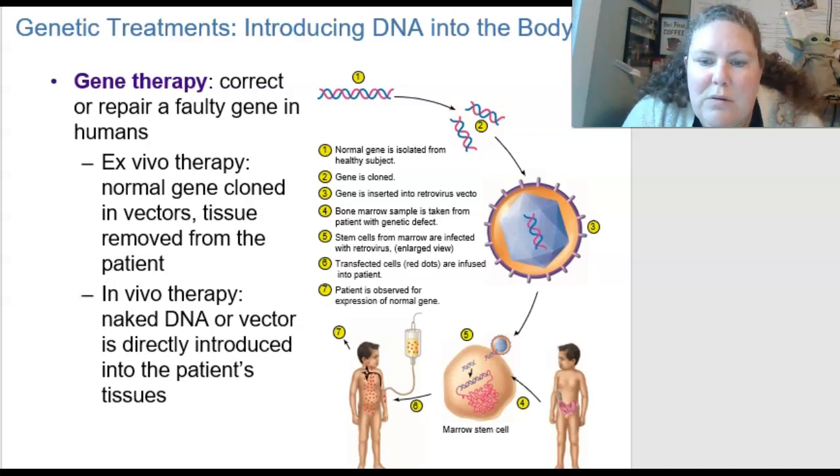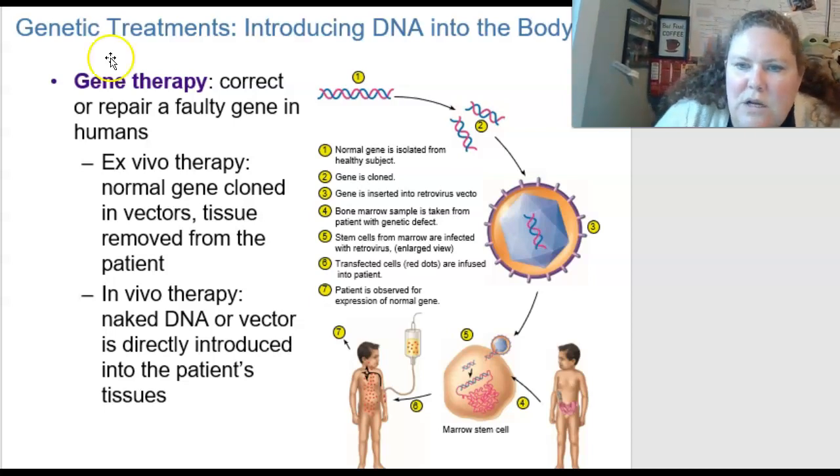So for gene therapy, which is good, we can correct and repair a faulty gene in humans. One example of this would be ex vivo therapy, where the normal gene is cloned in vectors, then the tissue is removed from the patient. In vivo therapy is where the naked DNA or vector is directly introduced into the patient's tissue.